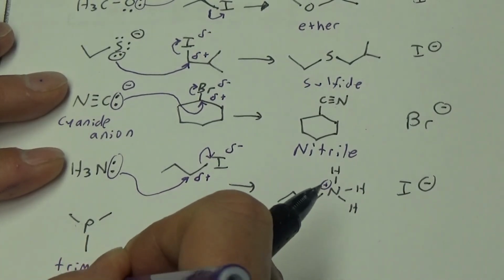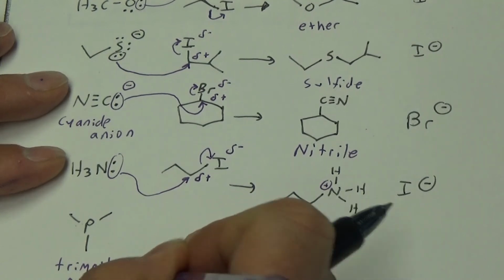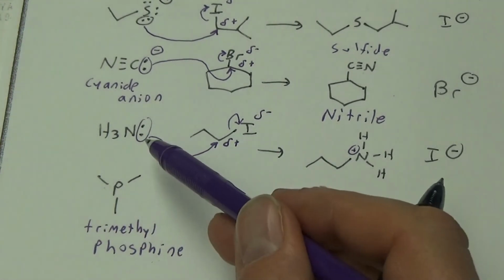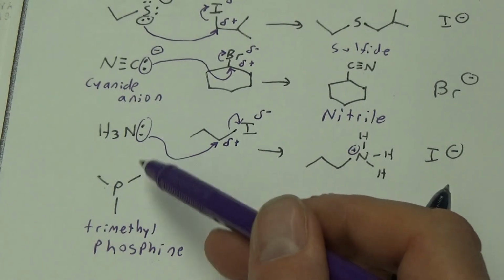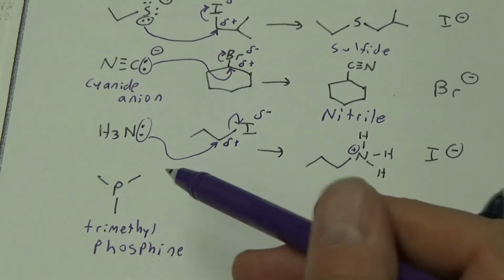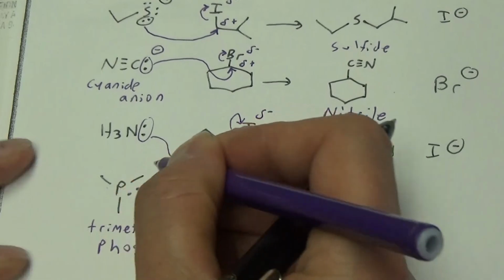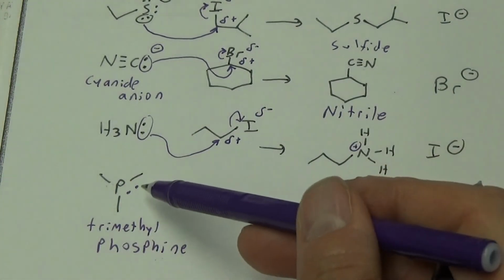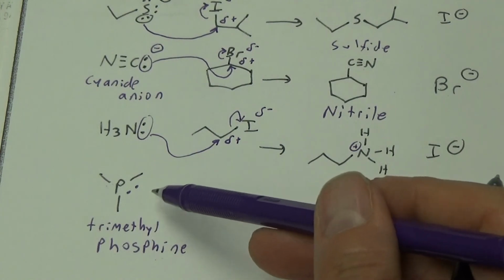Trimethylphosphine. You don't have to know these names, and that's ammonia, which you probably should know, but I'm not going to quiz you on that. Okay, trimethylphosphine has a lone pair. With that lone pair, do you think it's going to be a nucleophile or something else? Yeah, it's totally another nucleophile. So this is yet another nucleophile.